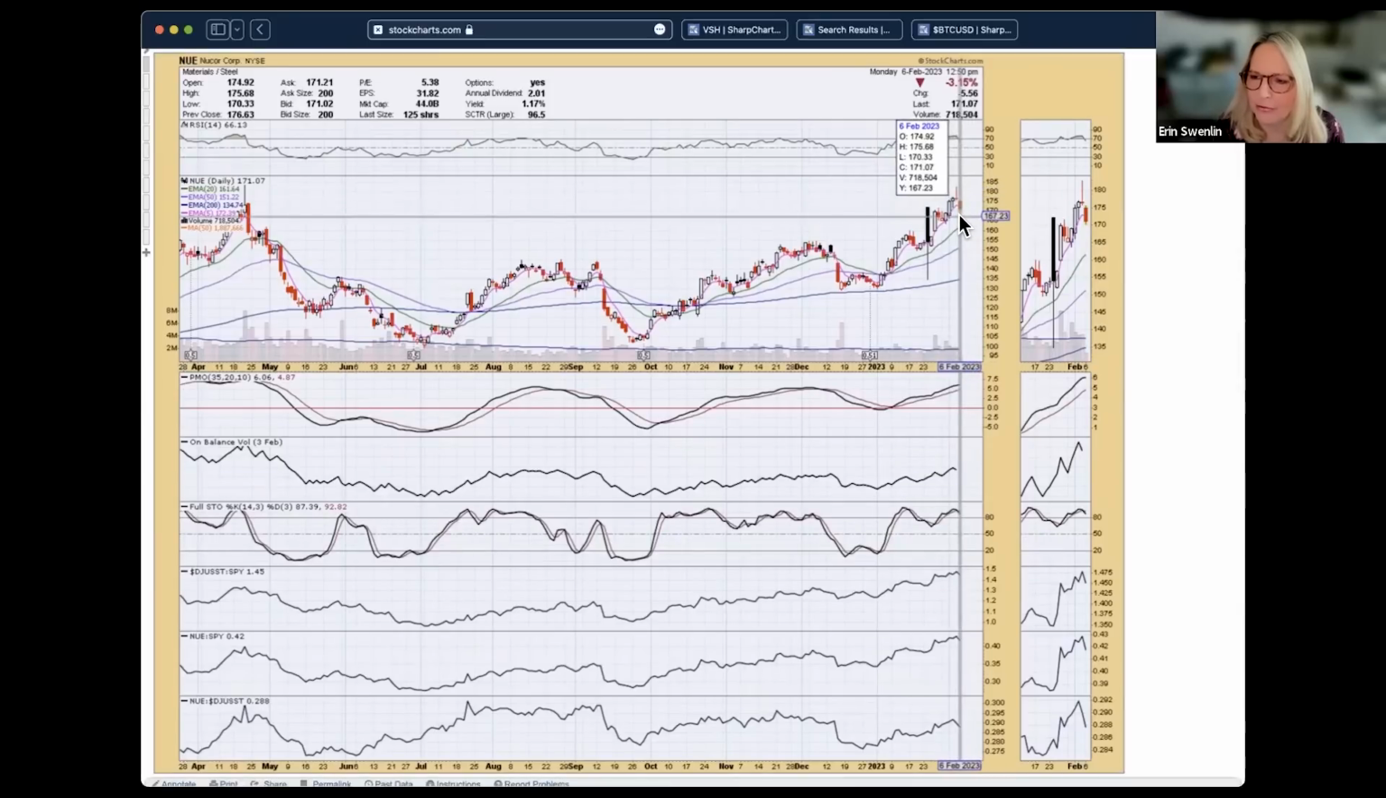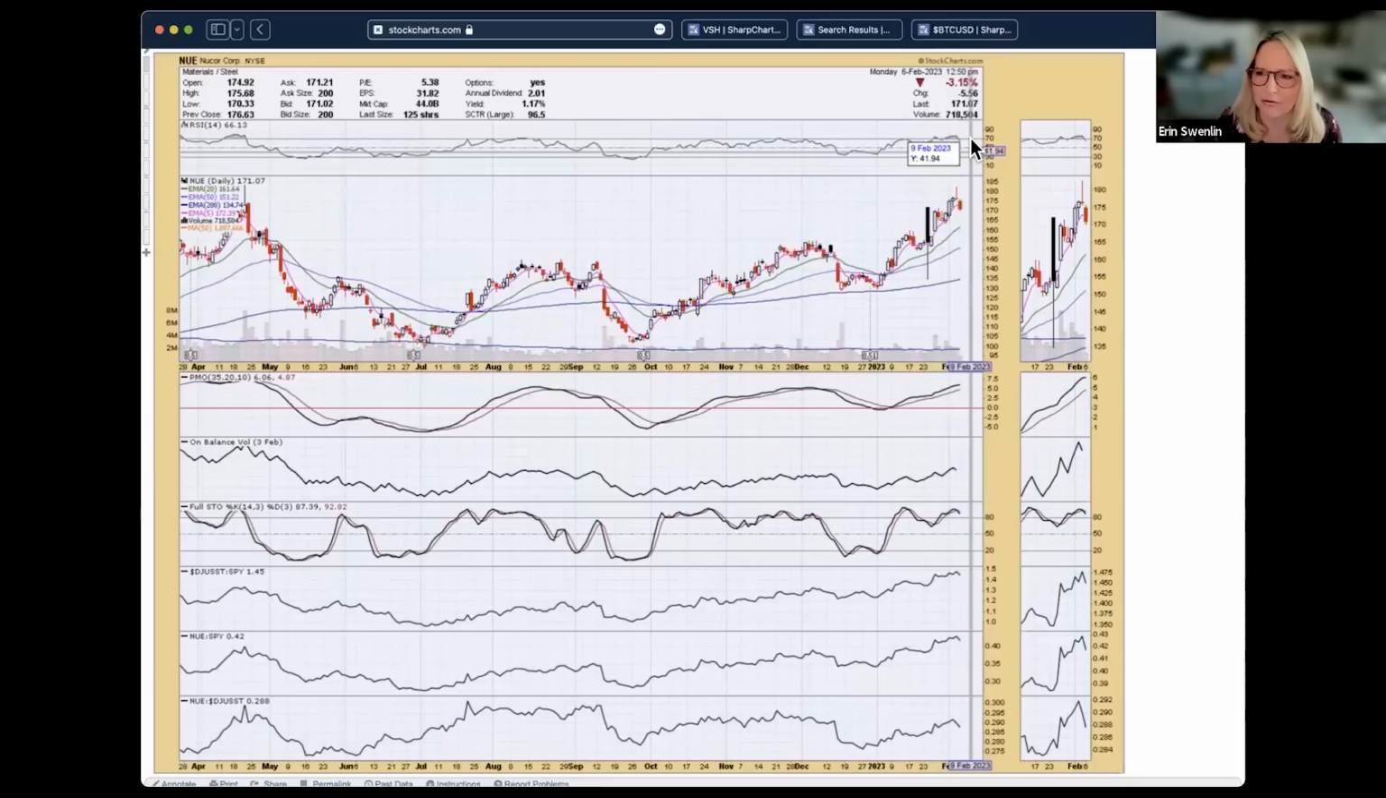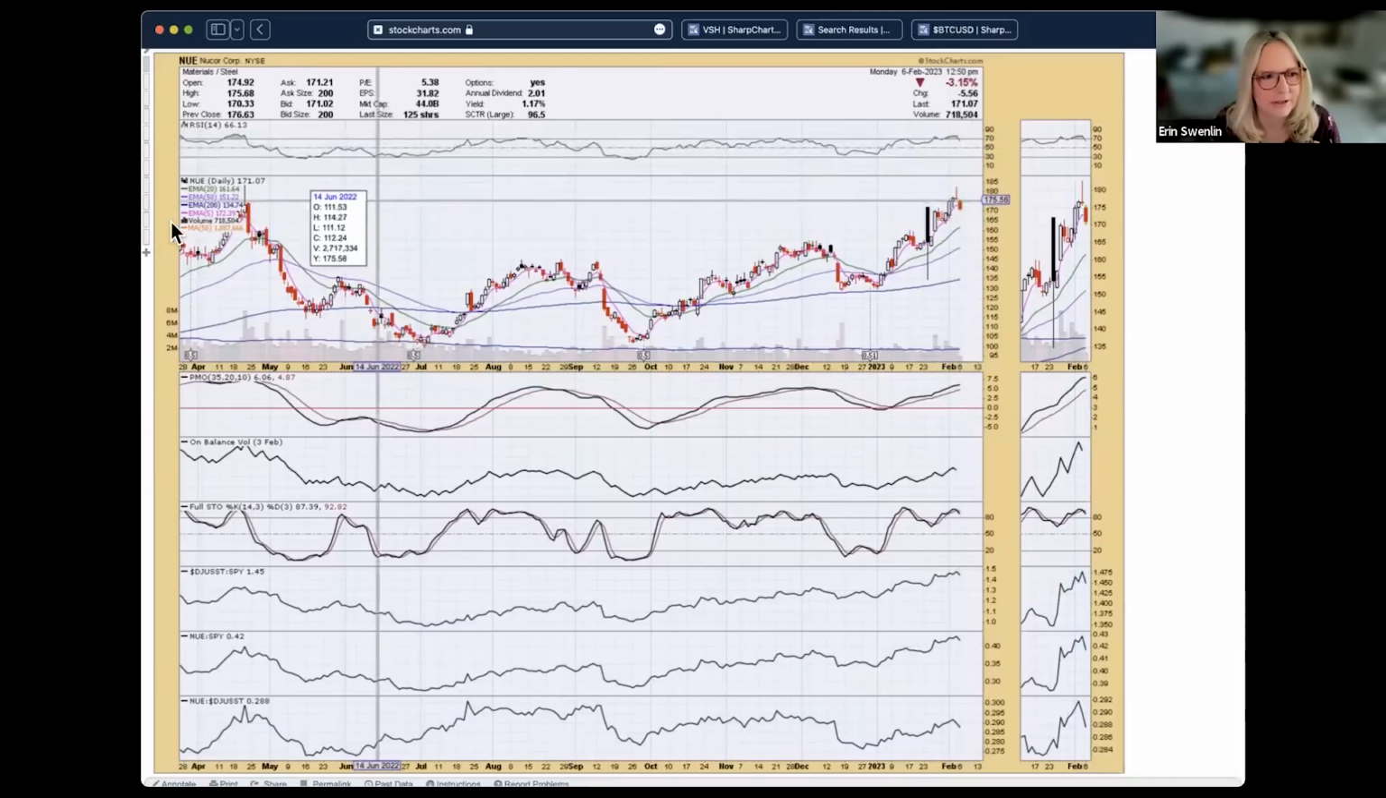And it might be a real interesting pullback candidate, depending on how the PMO reacts. I like those pullbacks where they come back, but you don't really lose the PMO above the signal line. So that could be interesting here on this pullback. Let's look at a 5-minute.